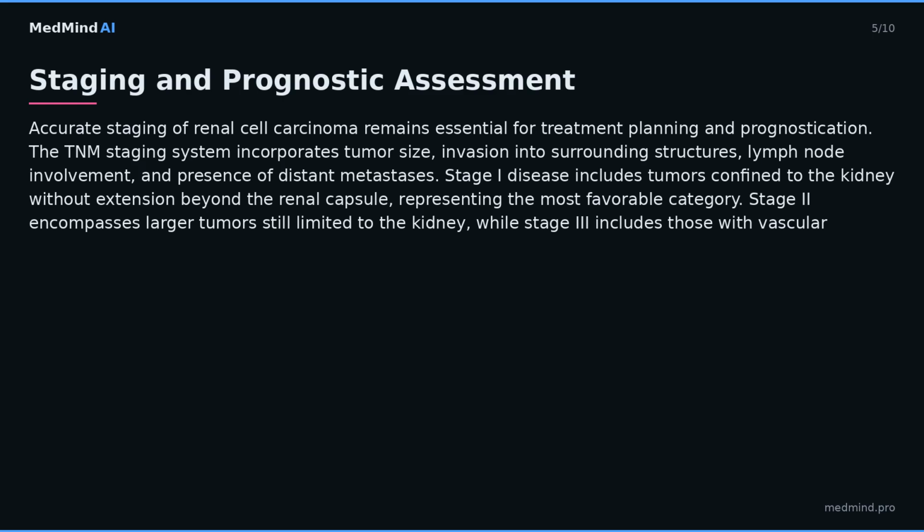Stage II encompasses larger tumors still limited to the kidney, while Stage III includes those with vascular invasion or regional lymph node metastases. Stage IV disease encompasses locally advanced tumors with invasion into adjacent structures or presence of distant metastases, representing the most aggressive presentation. Beyond TNM staging, numerous prognostic models have been developed incorporating clinical and pathological variables to enhance risk stratification and treatment selection.